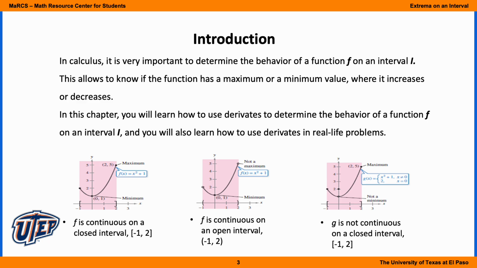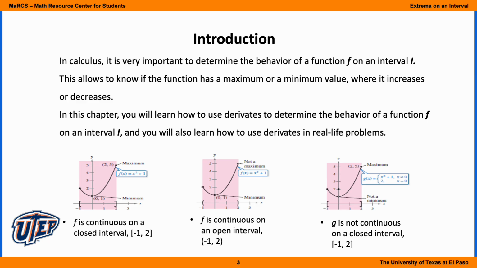For our examples here, at the far left, we have a function f, and it is continuous on a closed interval [1, 2]. The closed interval means that the endpoints are included. Because of that, this function f of x is equal to x squared plus 1, it will have a maximum at the point (2, 5), because that point is included. It also has a minimum at the point (0, 1), because that is the lowest point, and because f is continuous right there.